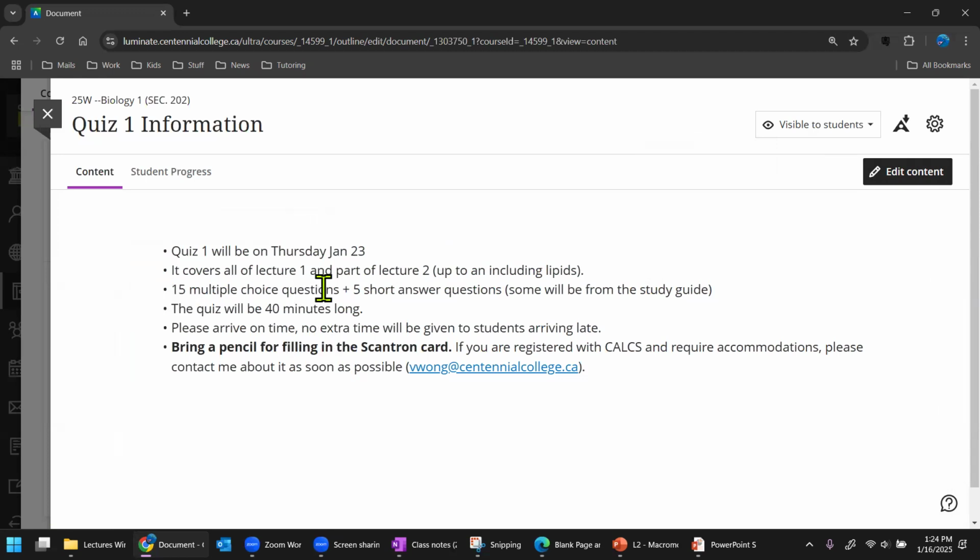There will be 15 multiple choice questions, 5 short answer questions. Some will be from the study guide. So if you haven't done the study guide, do them. You only need to draw if I ask you to draw. If it's a written response question, you have to answer with words. But you can support your answer with a diagram if you want. But a diagram alone is not going to get you full marks.